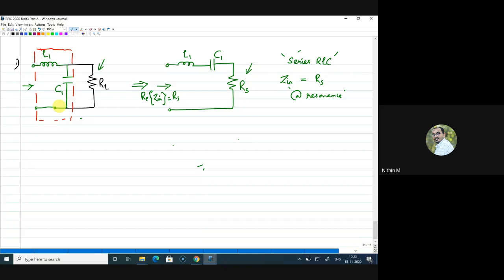But this LC should be cancelled. How will it cancel? It will cancel only at resonance. Now, at resonance, the circuit will provide a real resistance. The circuit will provide a real impedance. At the same time, the capacitive and inductive reactance will cancel each other.